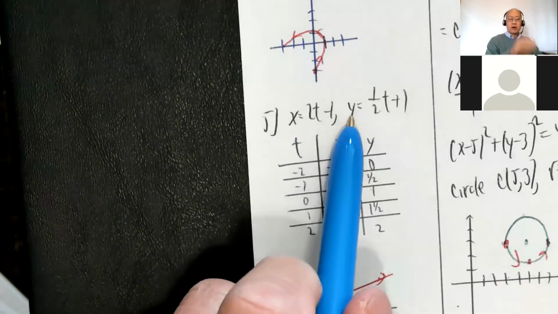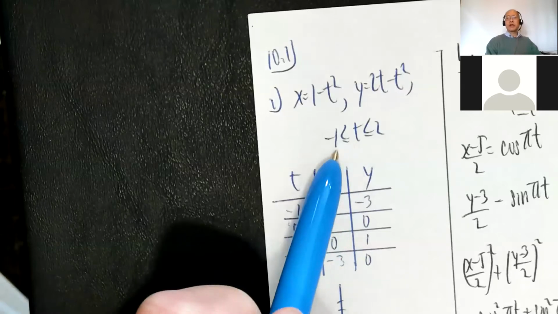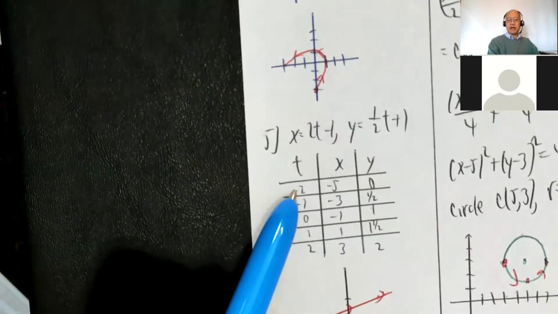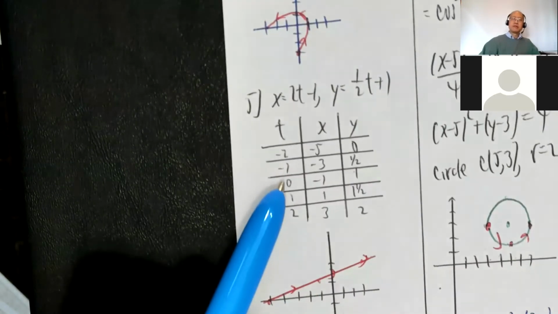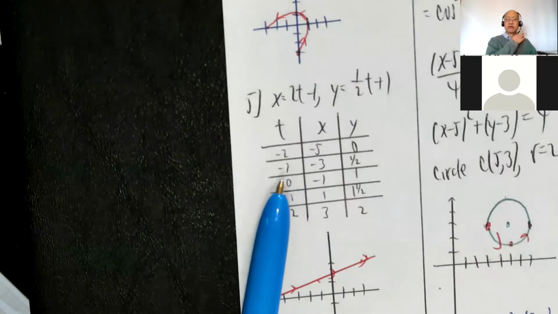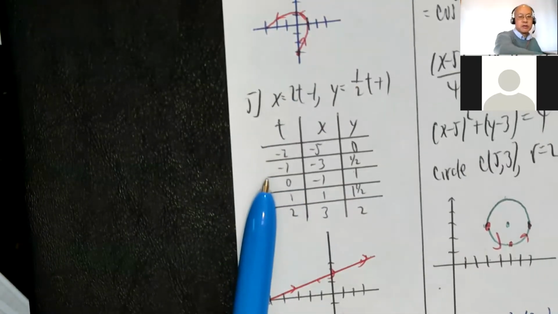So x is that, y is that. Now, unlike the first one I did, they told me t goes from -1 to 2. So what do you do if they don't tell you? Well, make up your own. So I decided to just go from -2 to 2. It's arbitrary, but to be fair, you pick positives, negatives, and 0, somewhat nice. All right, so I decided to go from -2 to 2.